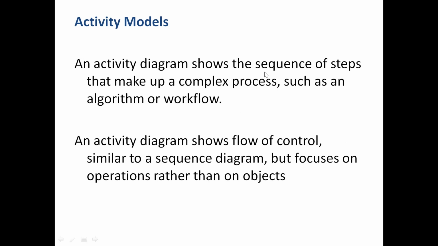An activity diagram shows the sequence of steps that make up a complex process such as an algorithm or workflow, right? So what are we trying to show here? The sequence of steps such as an algorithm or workflow. It basically shows the flow of control, similar to a sequence diagram, but this focuses on operations rather than on objects, right? So here the focus is on operations.